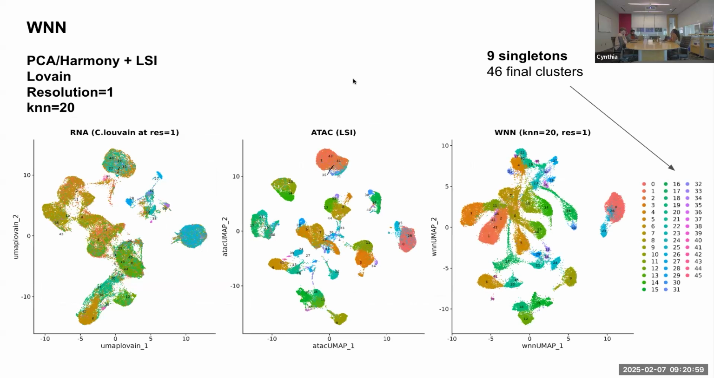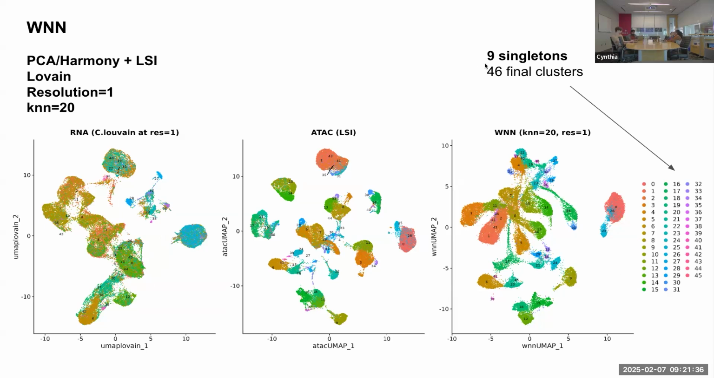So my motivation when I was doing this is that when I did the first weighted nearest neighbor network using the PCA in harmony with the LSI for RNA+ATAC, I used the Louvain original, resolution 1 and KNN equal to N. These are some kind of default values to make the clustering. So we have here the RNA clusters with Louvain, here the clusters with ATAC, and here the integration of both of these two data sets.